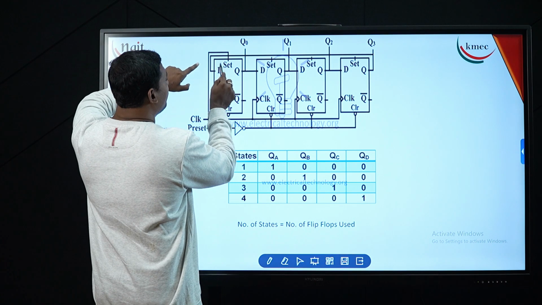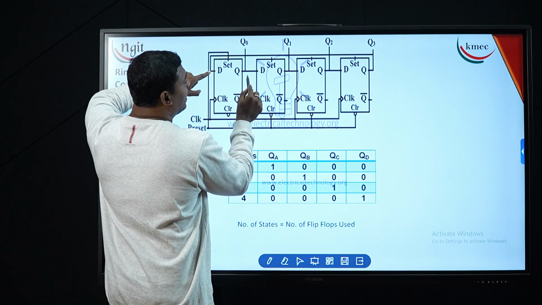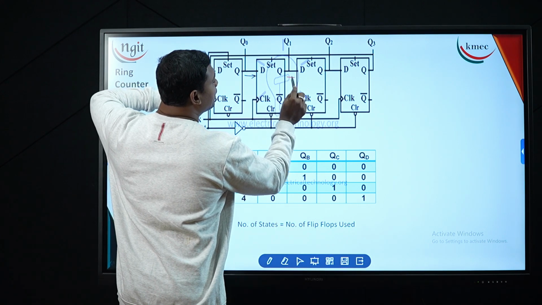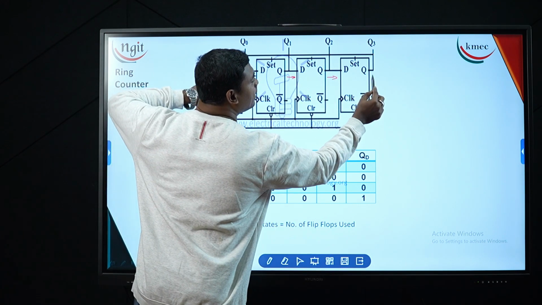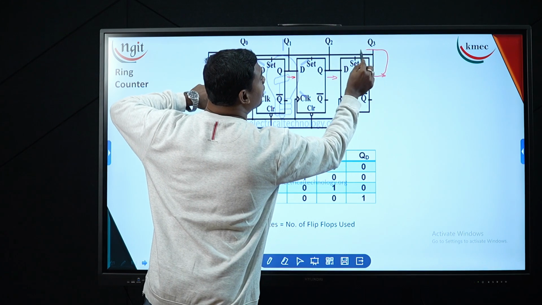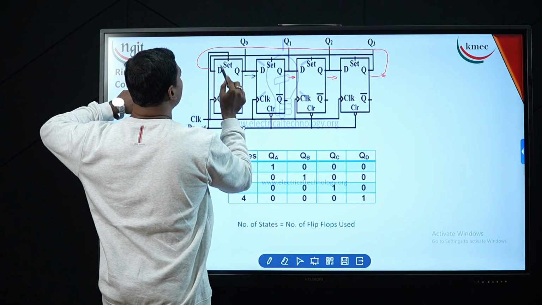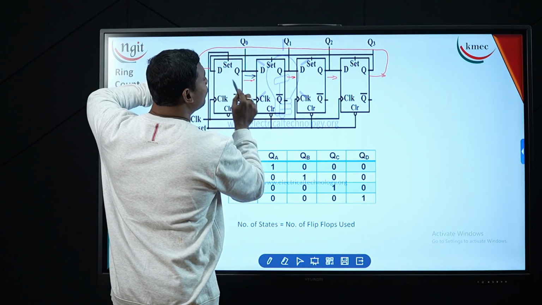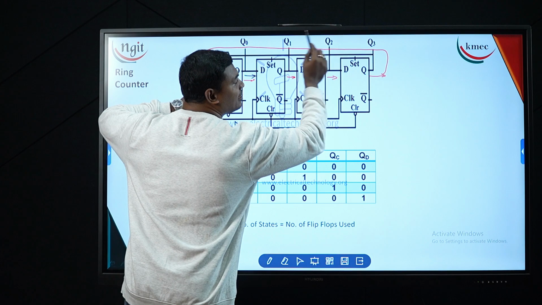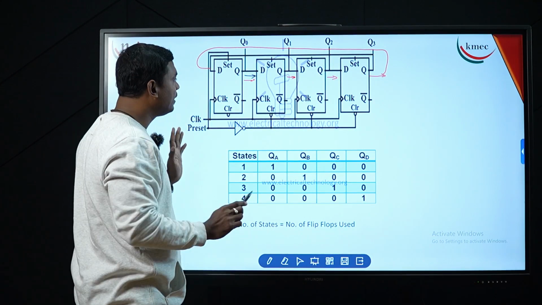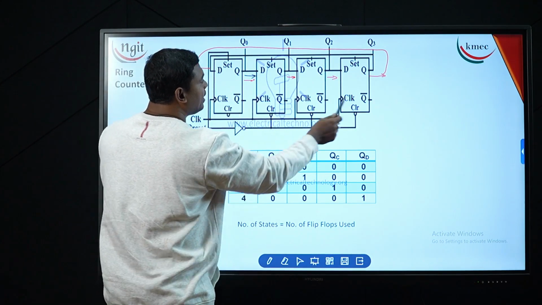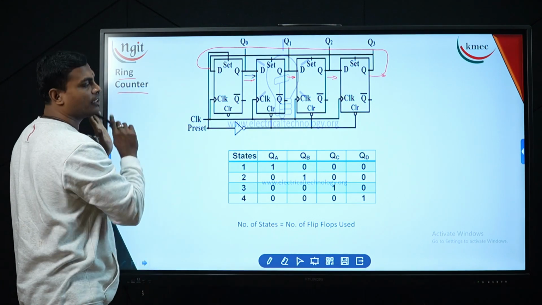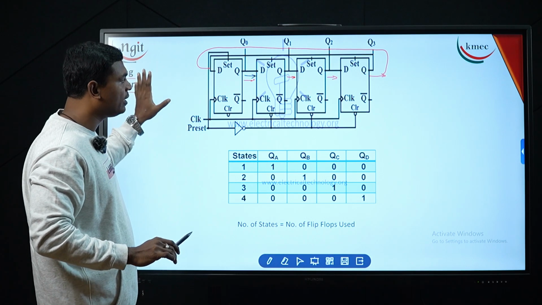The data is provided as input here. The data comes out here like this. After this, the data comes here like this, data goes like this, and the data coming out of my 4th will come back like this and will attach here. Whatever this flow is, it is forming a ring here. That's the reason this circular form is called a ring counting. So that's the reason we call it a ring counter.